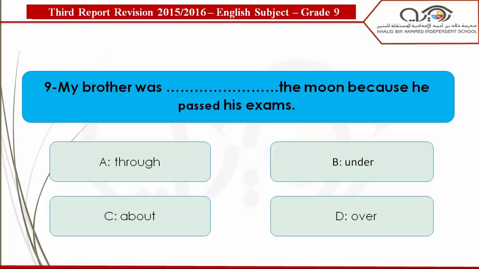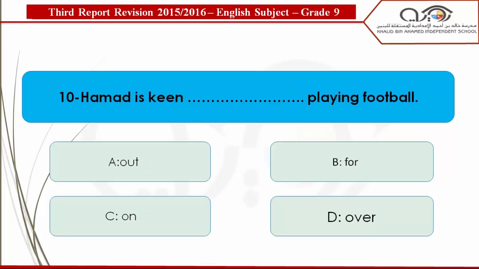My brother was over the moon because he had passed the exam. Is it through the moon, under the moon, about the moon, or over the moon? Over the moon. When do you say this phrase? When you are happy or sad? Very happy. When you are very happy, you say I am over the moon. Yes, exactly. So over the moon is the right answer.